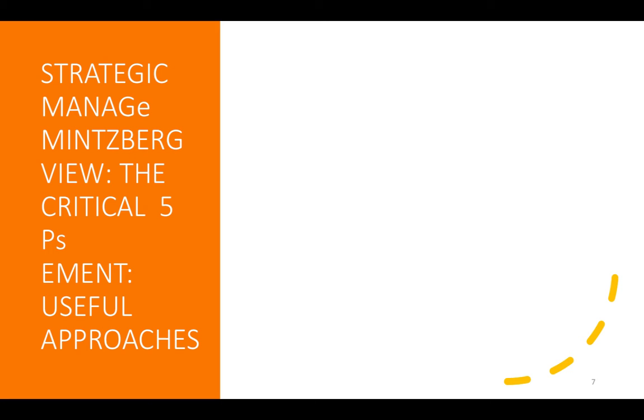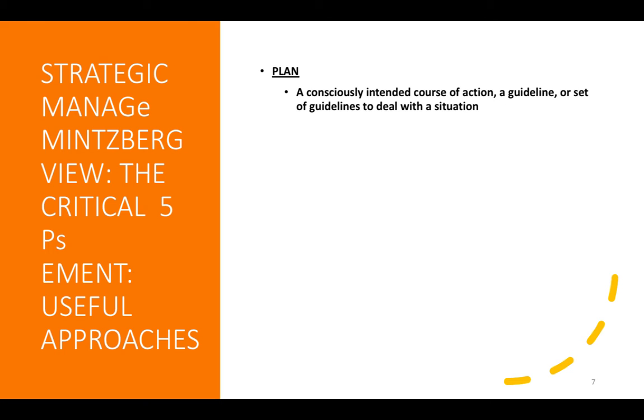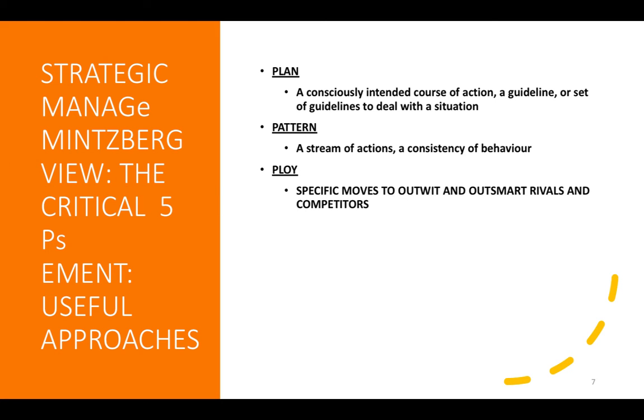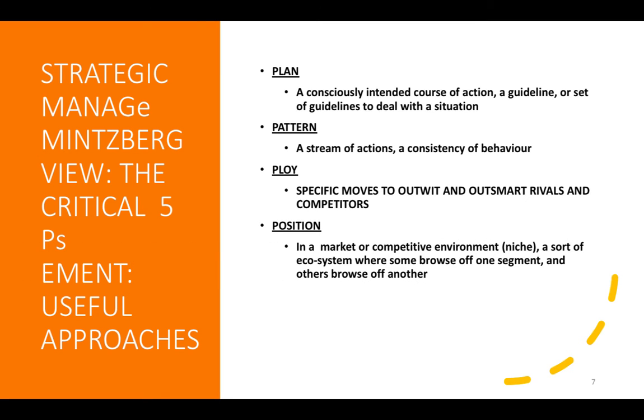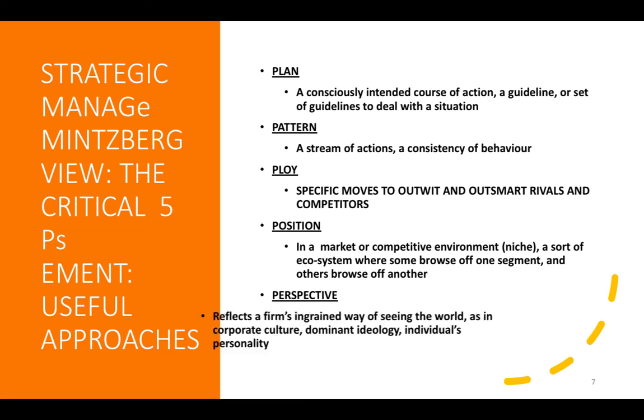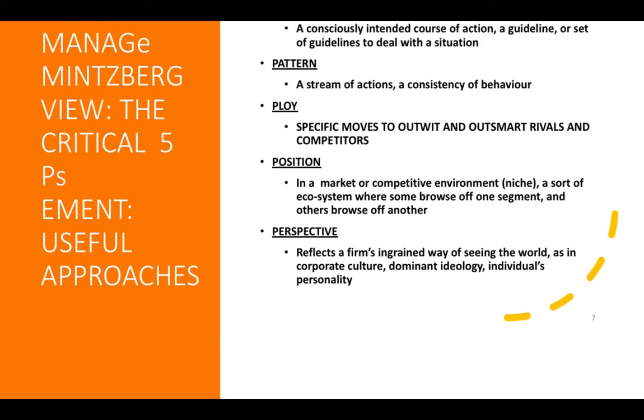Now, when we're in an organization, Mintzberg says there are 5 critical P's. One is plan. We have to plan and consciously set a guide for our action. Pattern, which means we're going to have a stream of actions or consistent behavior. A ploy, which means the actual specific moves we outwit a counterpart with. The position, or the niche, where we're going to fit in the environment. And our perspective, which is the firm's way of looking at the world.